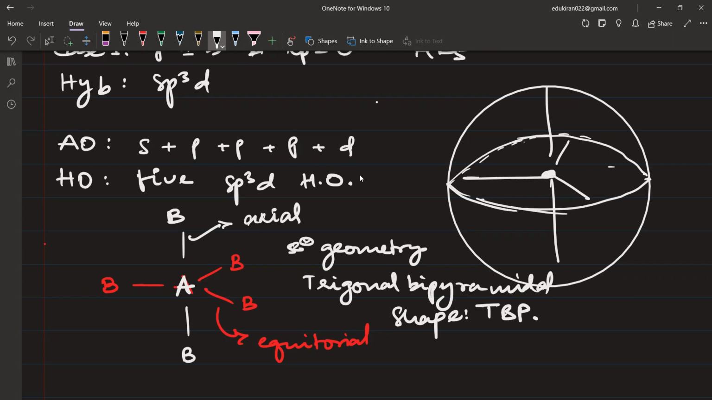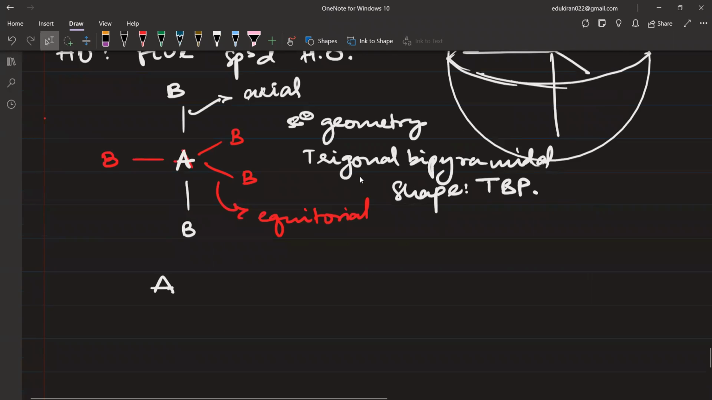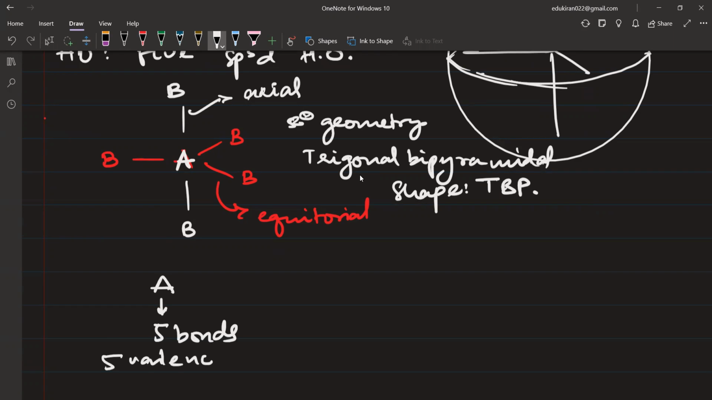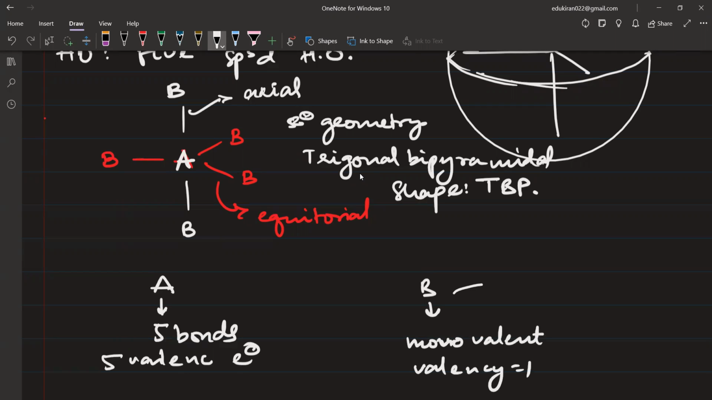Now, again, back to our same thing. As you can see, A is having how many bonds? It is having 5 bonds. That means it should have what? 5 valence electrons. Then only it can have 5 bonds. What about B? B should be monovalent, right? Monovalent ka matlab kya hota hai? It should have a valency of 1. B ki valency kya honi chahiye? 1 honi chahiye. So B to hamare liye aasan hai. I can take majority of the time fluorine, chlorine and bromine, these type of molecules. What do you think A can be? Which group of elements has 5 valence electrons?